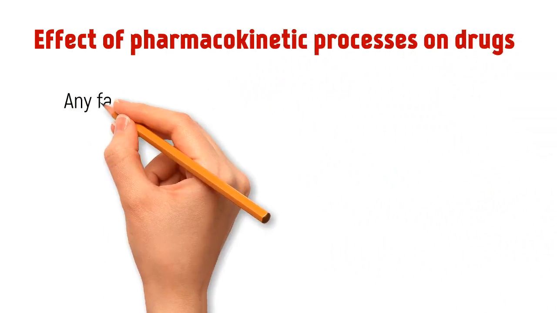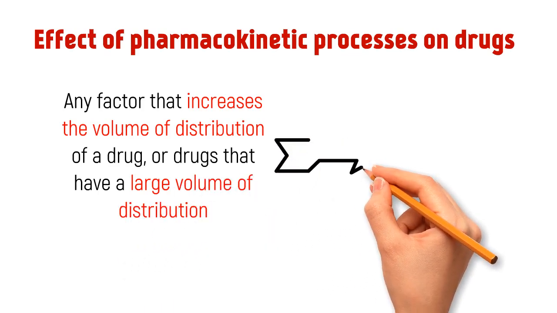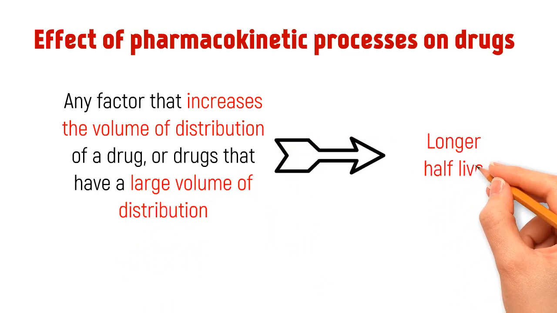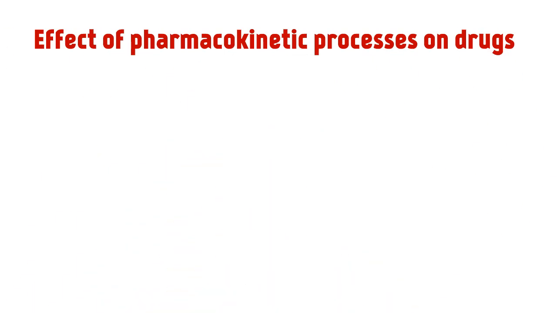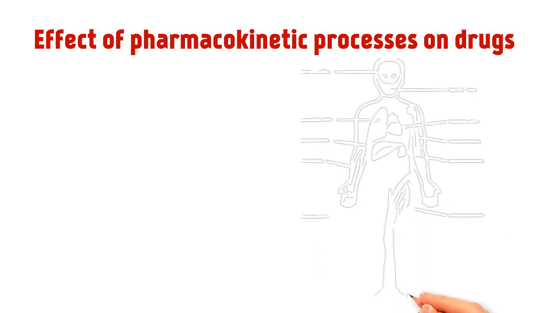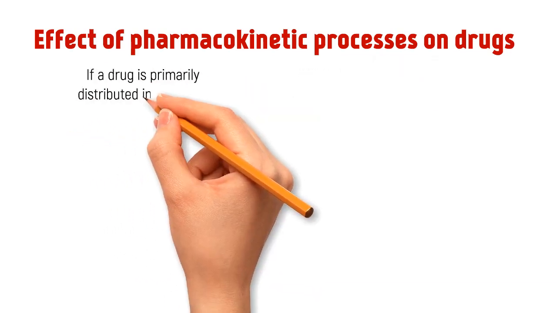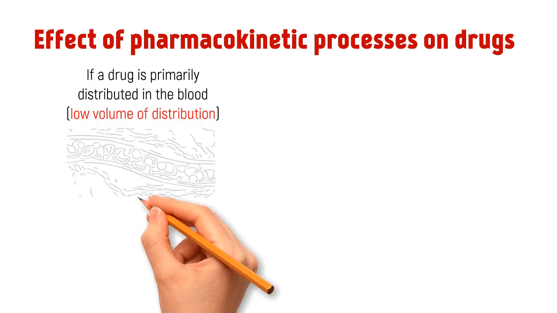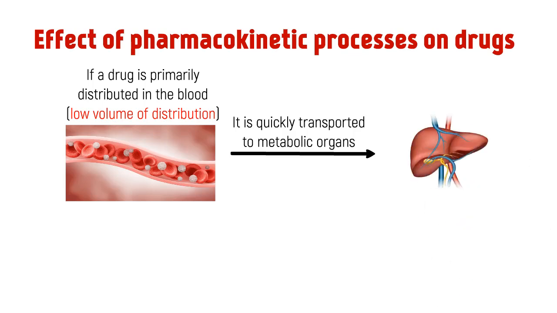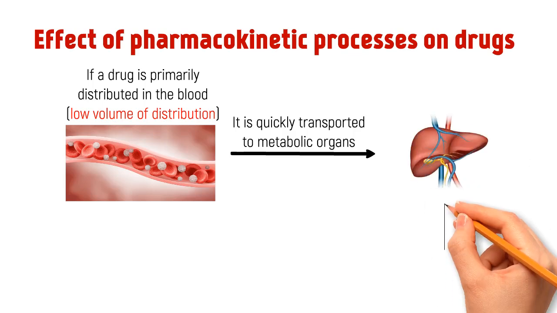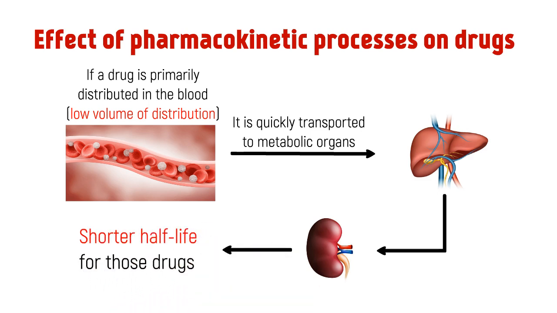To start, any factor that increases the volume of distribution of a drug, or drugs that have a large volume of distribution, can lengthen the drug's half-life. For instance, digoxin, propranolol, and azithromycin are examples of such drugs. This occurs because drugs with a large volume of distribution are distributed throughout the body rather than being confined to the bloodstream. As we discussed in the previous lecture, if a drug is primarily distributed in the blood, it's quickly transported to metabolic organs like the liver. Here, the drug is often metabolized into a more polar form, which facilitates its excretion by the kidneys. Consequently, this can lead to a shorter half-life for those drugs.